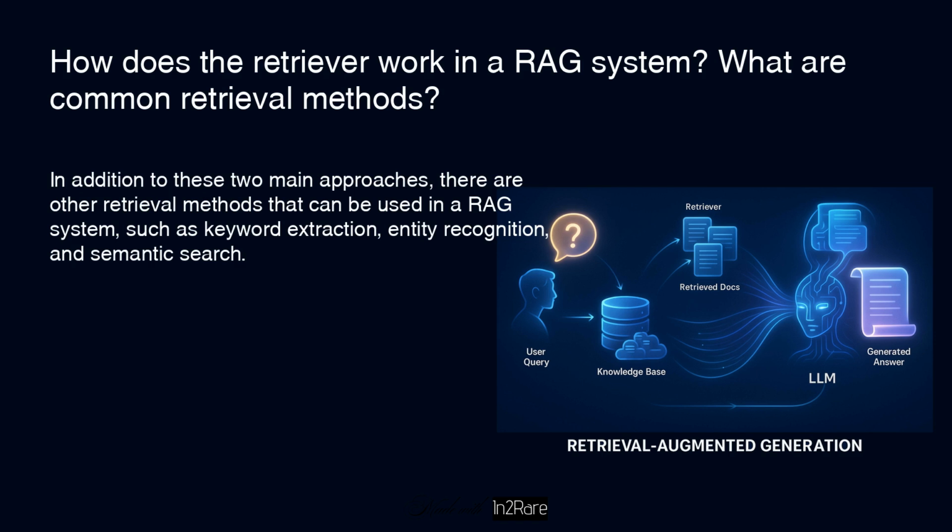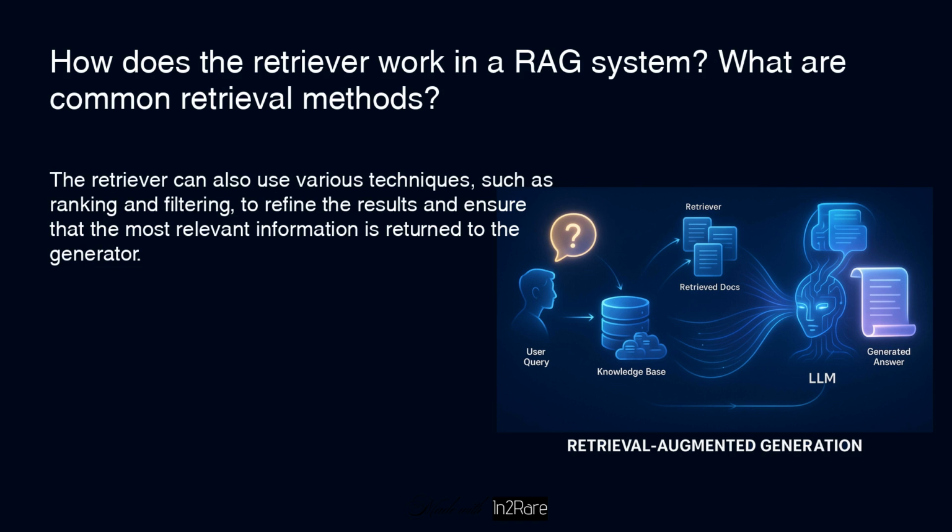In addition to these two main approaches, there are other retrieval methods that can be used in a RAG system, such as keyword extraction, entity recognition, and semantic search. The retriever can also use various techniques, such as ranking and filtering, to refine the results and ensure that the most relevant information is returned to the generator.